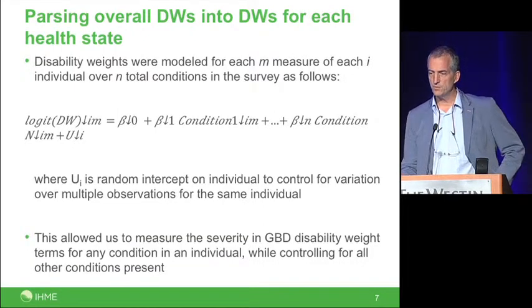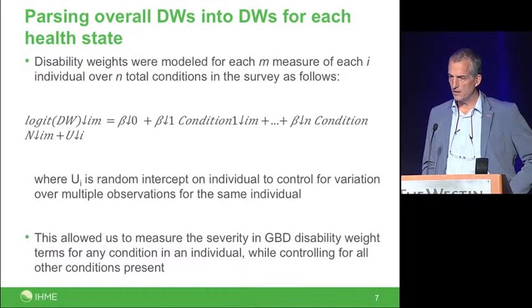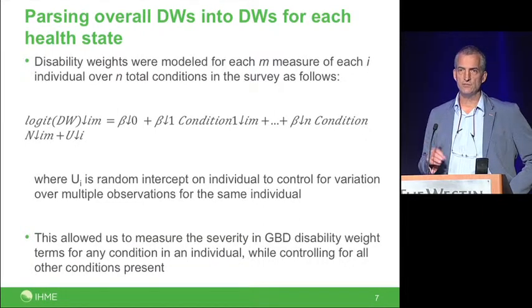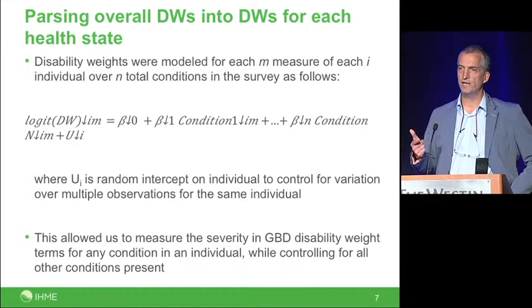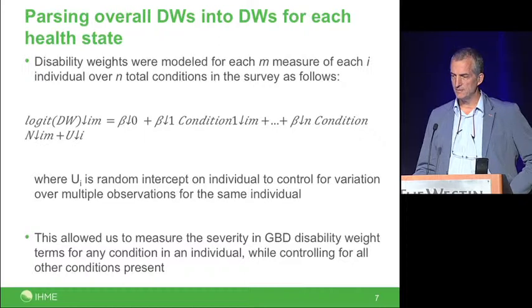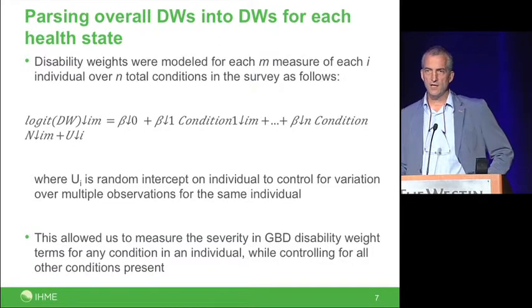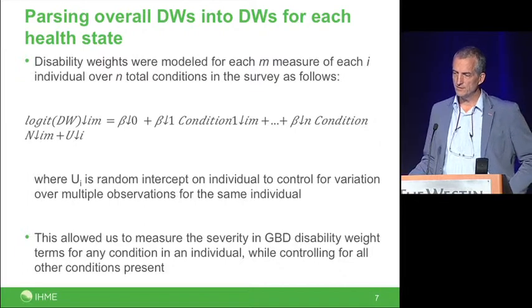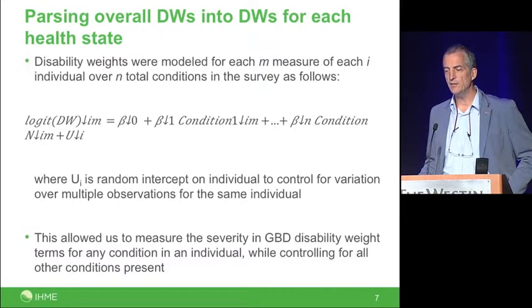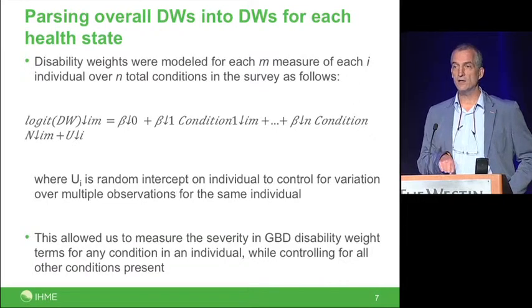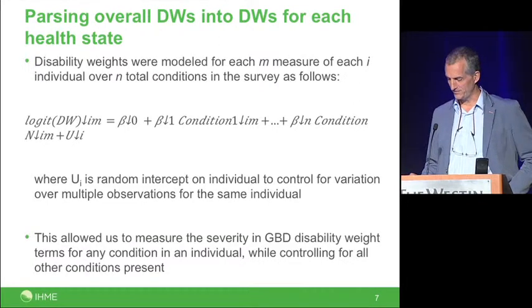What we then did was put it into a logit regression where we have beta coefficients for each of the existing comorbid conditions, and added a U term towards the end, which is a random intercept to deal with the fact that there are multiple measurements on the same individual in the MEPS data. So that allowed us to measure severity in GBD disability weight terms for any condition in an individual while controlling for all other conditions present.